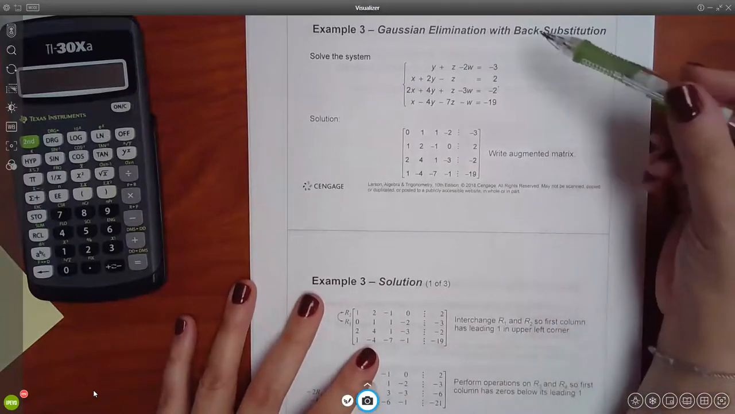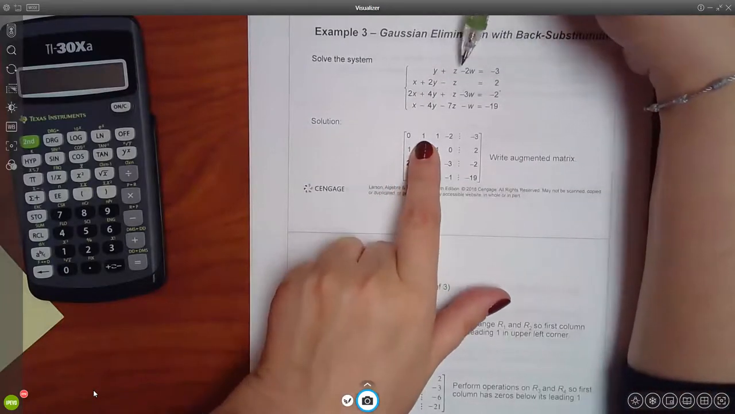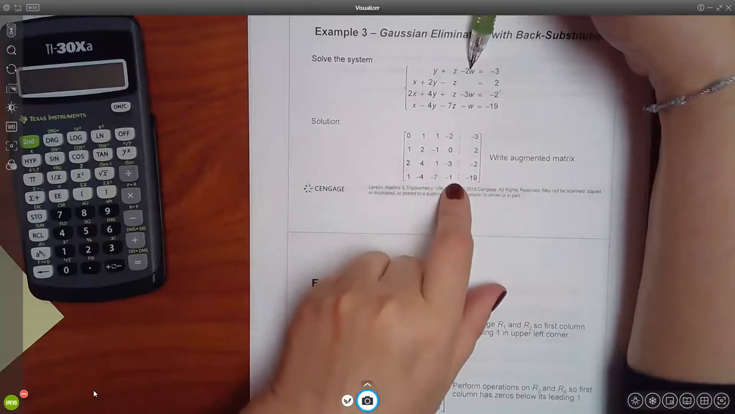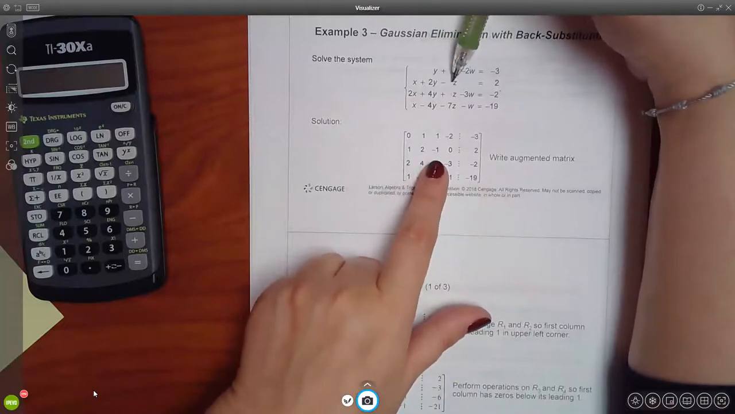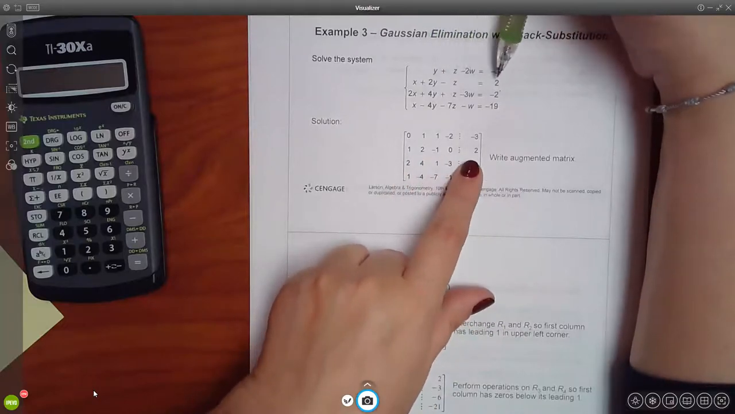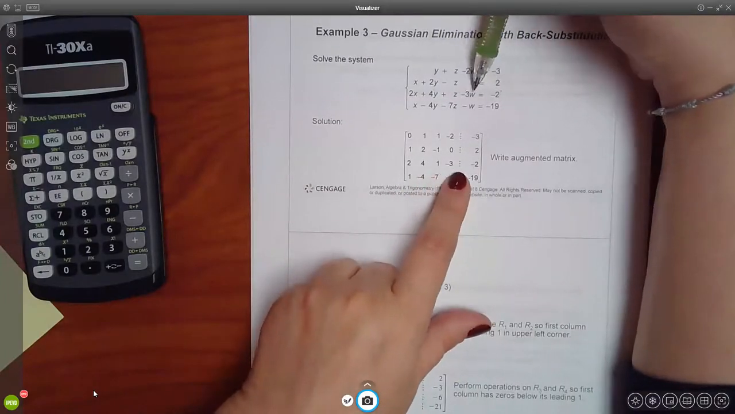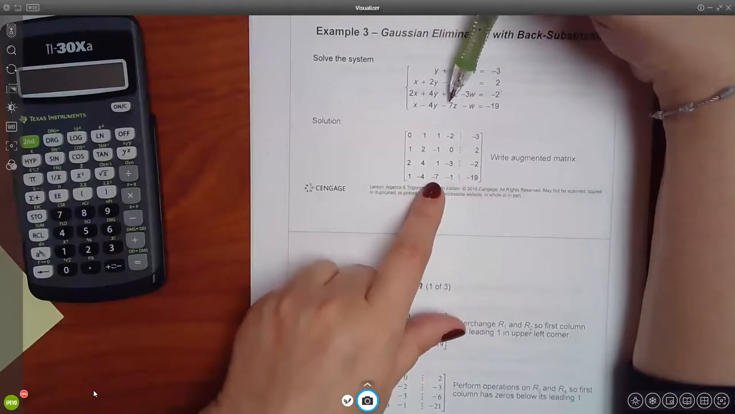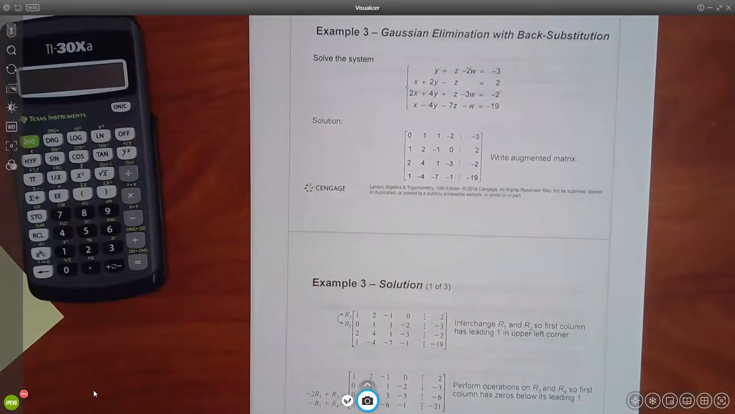Now, let's look. There's no X, so we put a zero. One Y, a one, Z, a one, negative two W, a negative two. There's your equals bar, and then the negative three. Here we have one, two, negative one, no W's, and then the two. Two, four, one, negative three, and then the negative two. And then the last equation, one, negative four, negative seven, negative one, negative 19. So when you do this correctly, there should be no more letters in your matrix, okay?